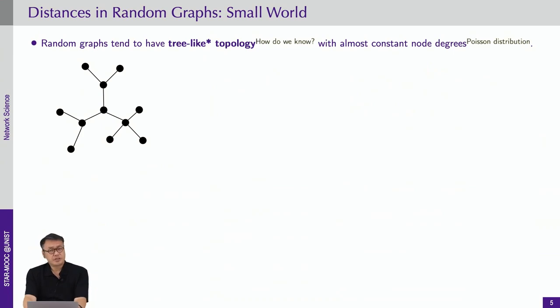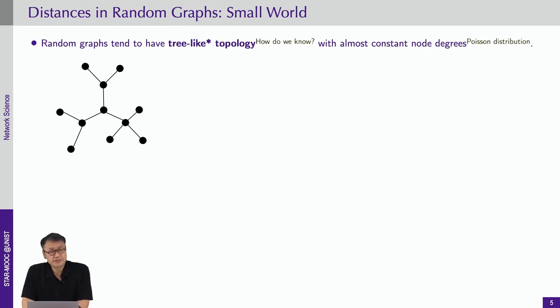Okay, now we switch the gear a little bit, and let's think about the path lengths in random networks. Thanks to the findings by Erdős and Rényi and others, we know that the random graph tends to have a negligibly small number of loops, as we will see in a couple of slides later when we compute the clustering coefficient of the random graph. And furthermore, the degree distribution is narrow enough to say that almost all the nodes have a constant degree, which is the mean degree of the network.